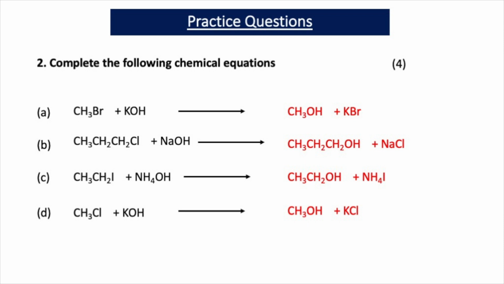And for C, we have CH3CH2I plus NH4OH, and that would produce CH3CH2OH plus NH4I. And then for the last one, CH3Cl plus KOH would produce CH3OH plus KCl. And there's 1 mark for each correct equation here.